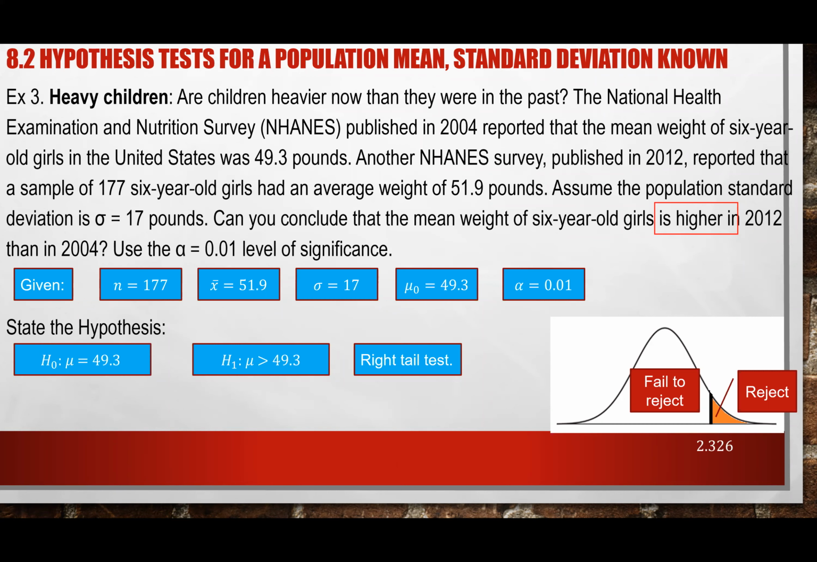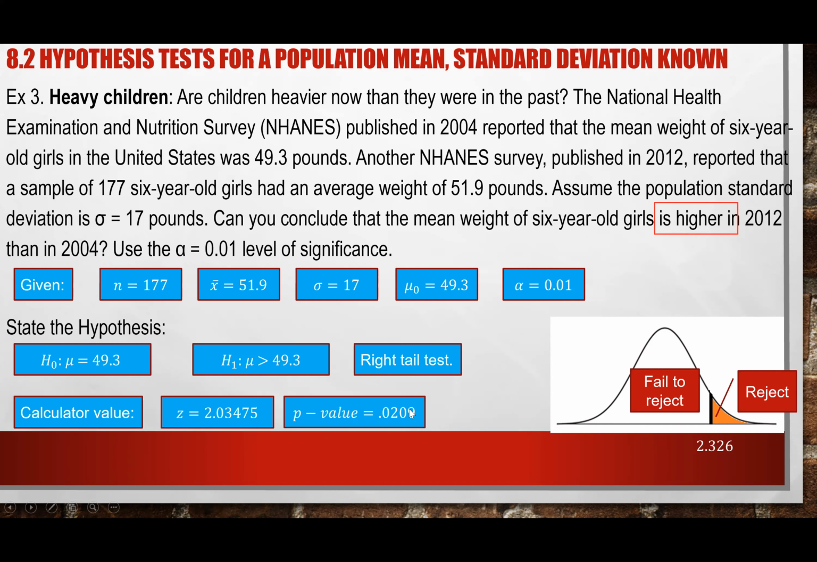So like I mentioned, you have to do this by yourself, which is identify the hypotheses so that you know if it's a right tail, left tail, or two tail, and sketch your normal curve. Find a critical value, find a cutoff line, right? Because now if you use your calculator and plug in the z test, you should have z equal to 2.03 and the p-value is 0.02.